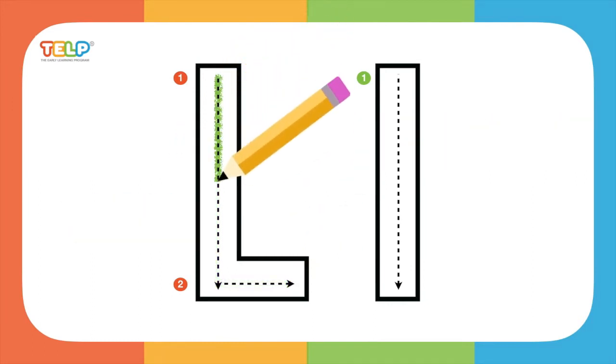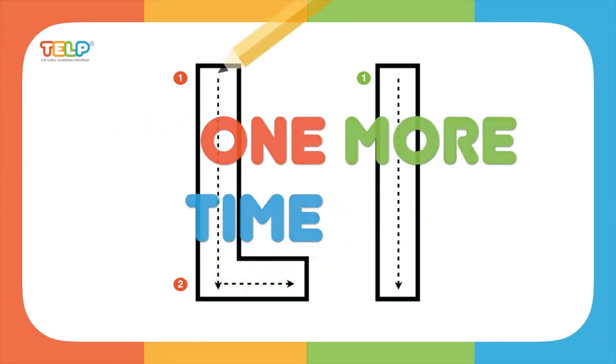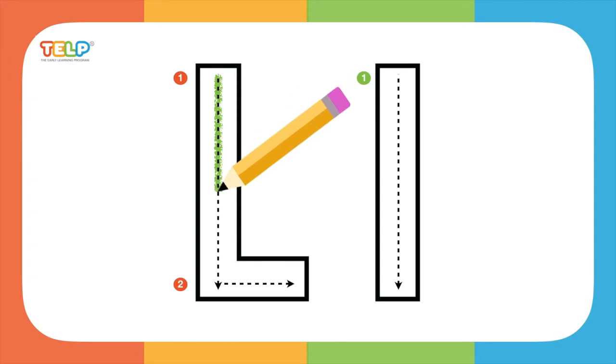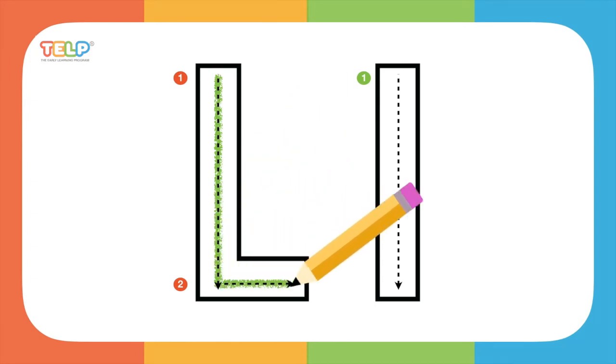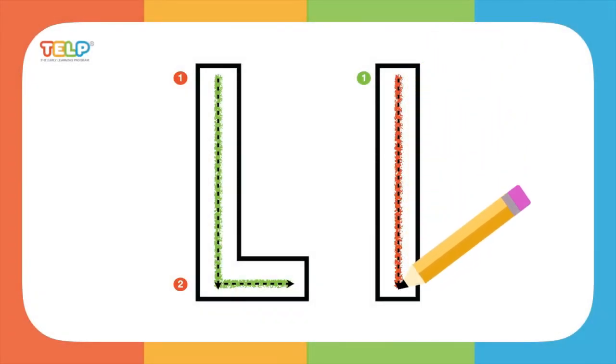At first, go slow, then you will know, so we can go, go, go. Start from the top, trace your way down, and write the letter now.